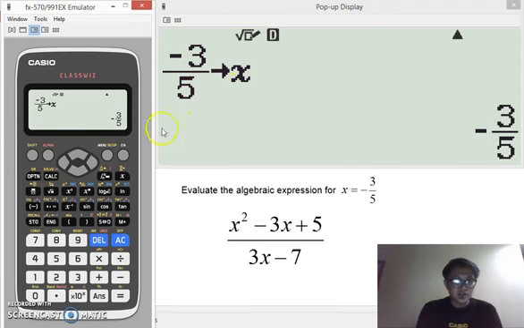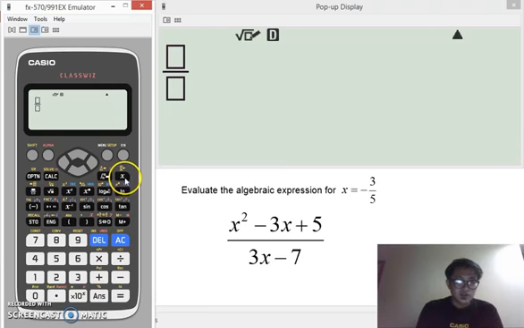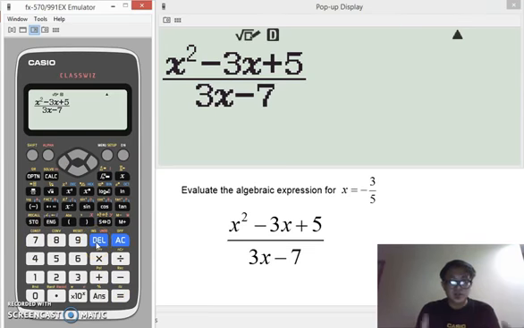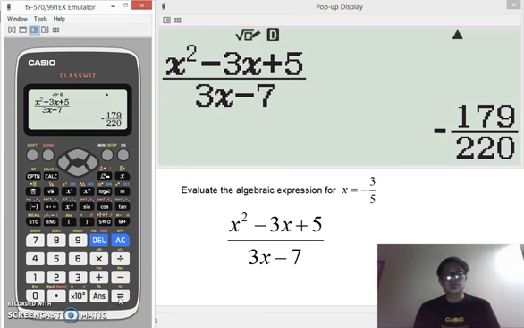So to evaluate the expression, all we need to do is to type the expression as it is using the variable. So you have x squared right there, minus 3x plus 5 over 3x minus 7. And to evaluate the expression, we know that negative 3 over 5 is now assigned to x. The expression will now be evaluated for that value, and you will get negative 179 over 220.